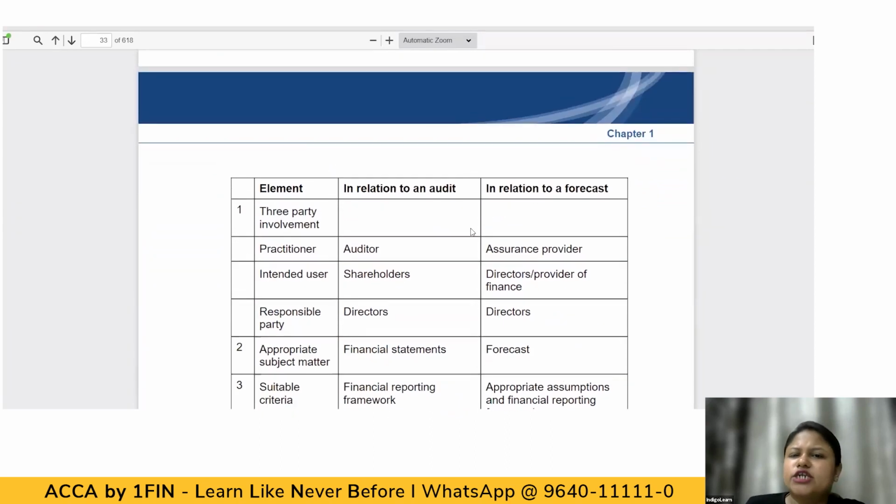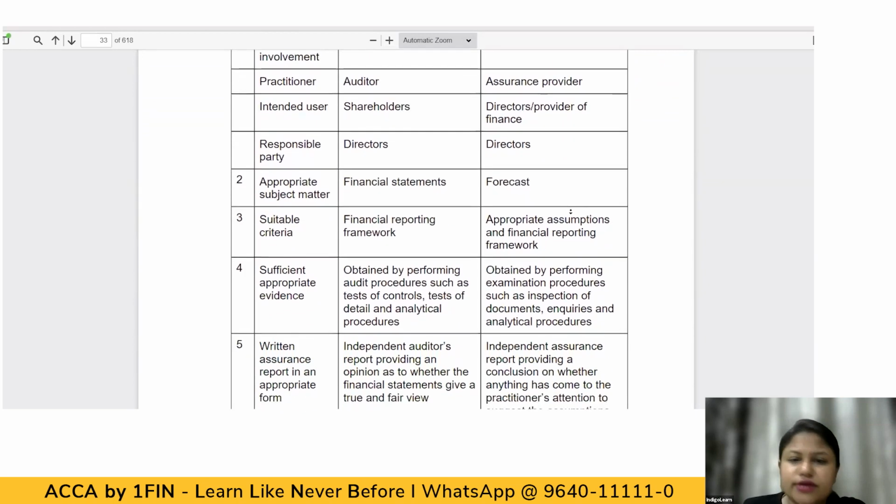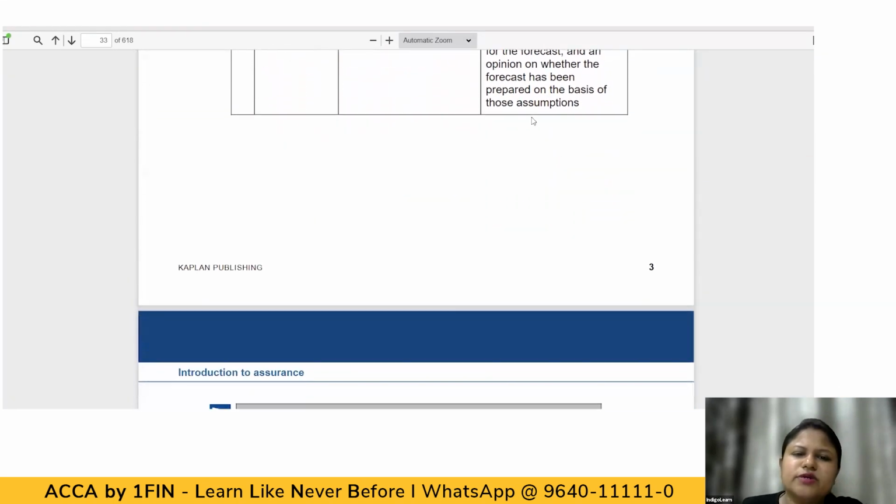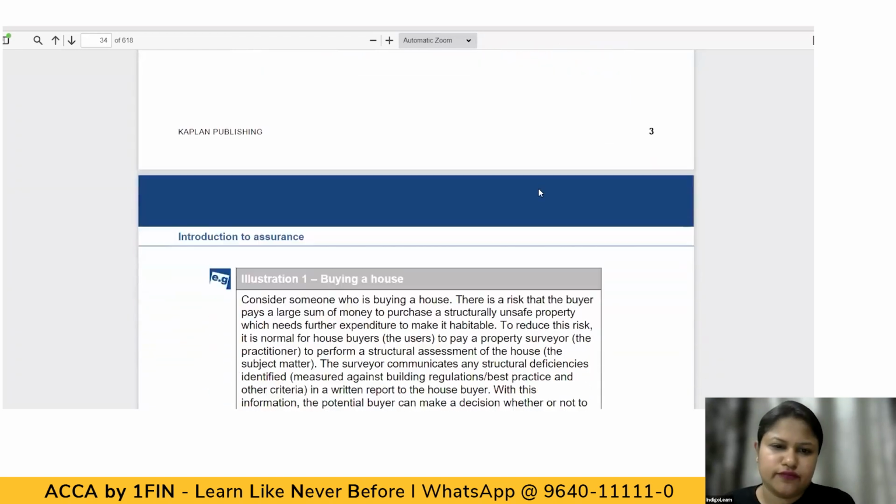Then in relation to audit, audit is going to be a reasonable assurance. In relation to a forecast, a forecast is a budget, and in budgeting we don't have sufficient evidence, so that is going to be a limited review. Then we'll not read this. Instead, we'll go into understanding the difference between a limited review and a reasonable assurance. That will be much more useful as of now.